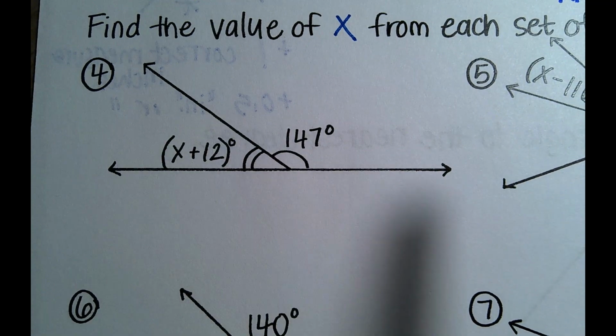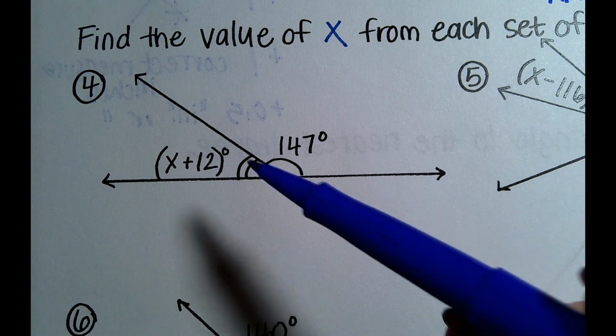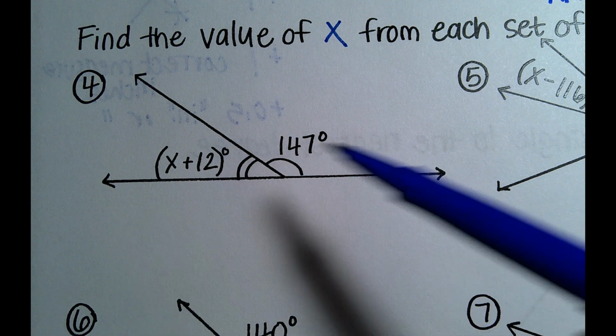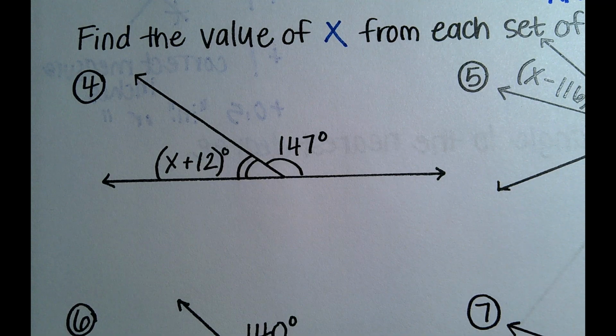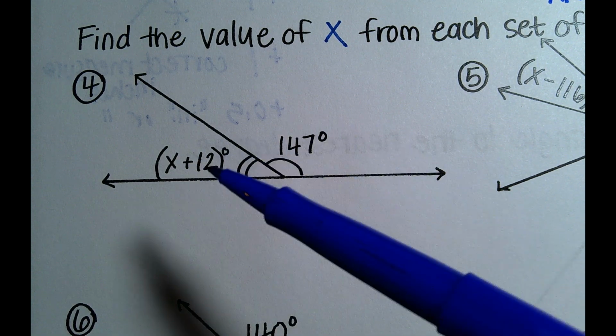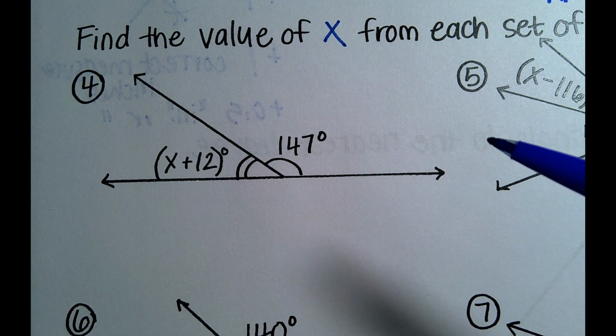Are these angles equal? No. How do you know that? Because one has 2 arcs and the other only has 1 arc, and they're also pretty obviously not the same size. So how could I solve for x with these 2 angles here? x plus 12 plus 147 equals 180.